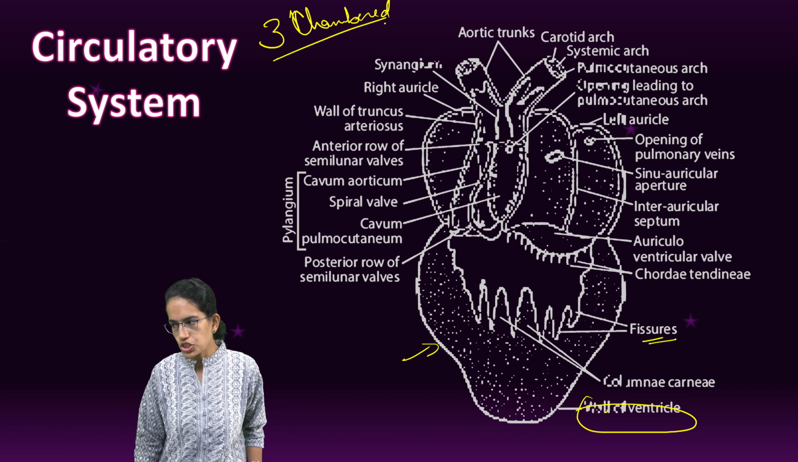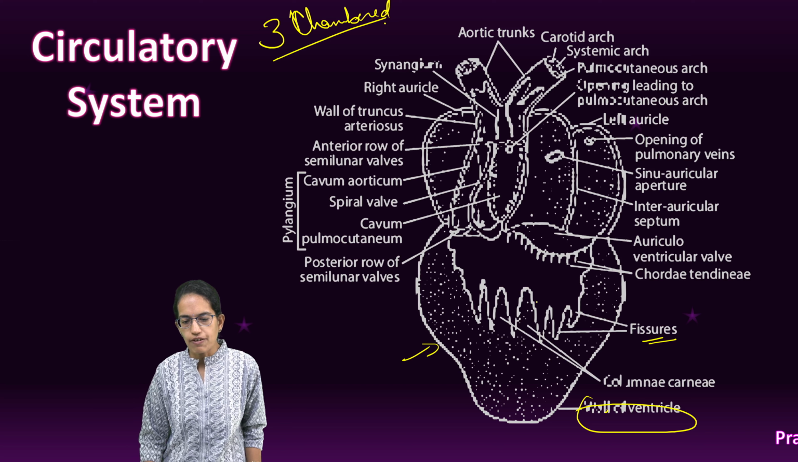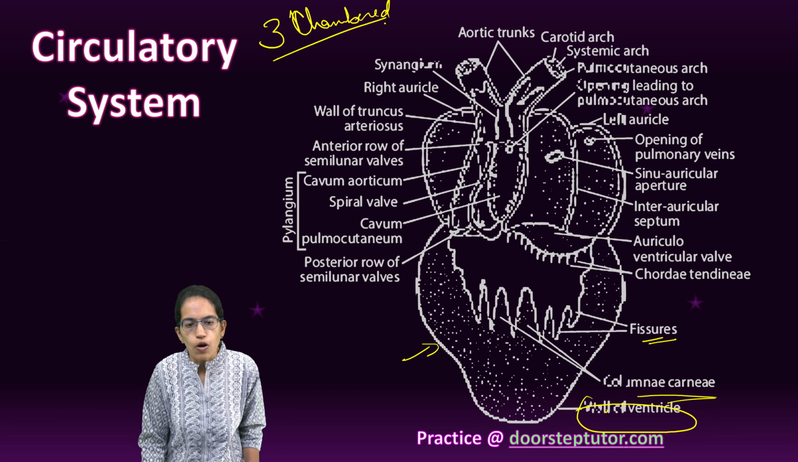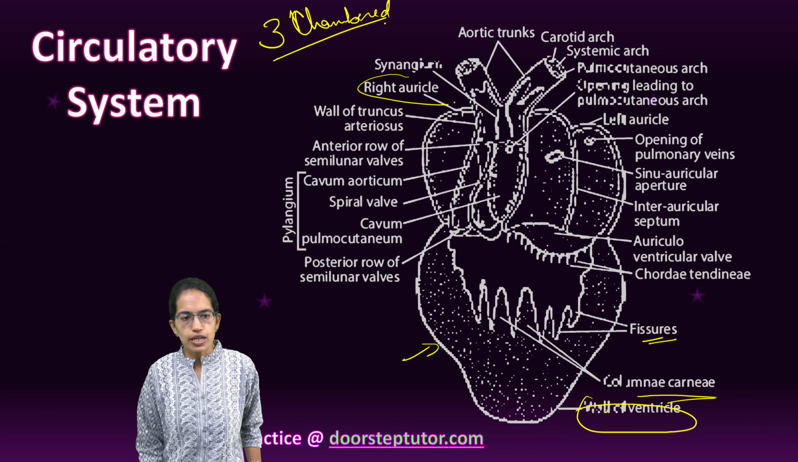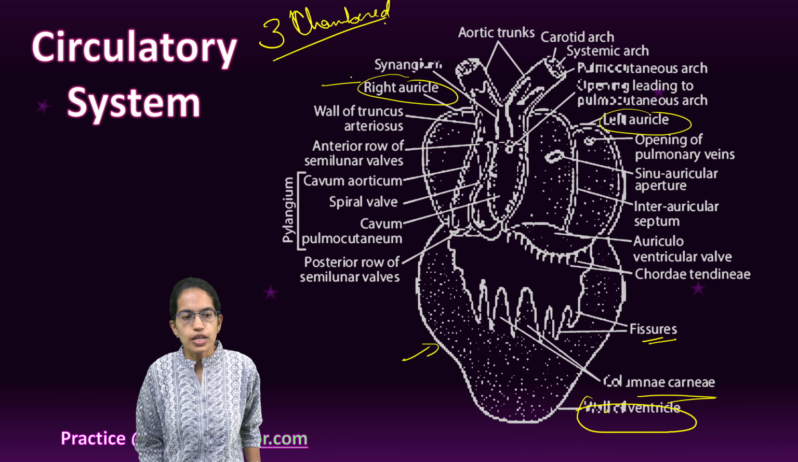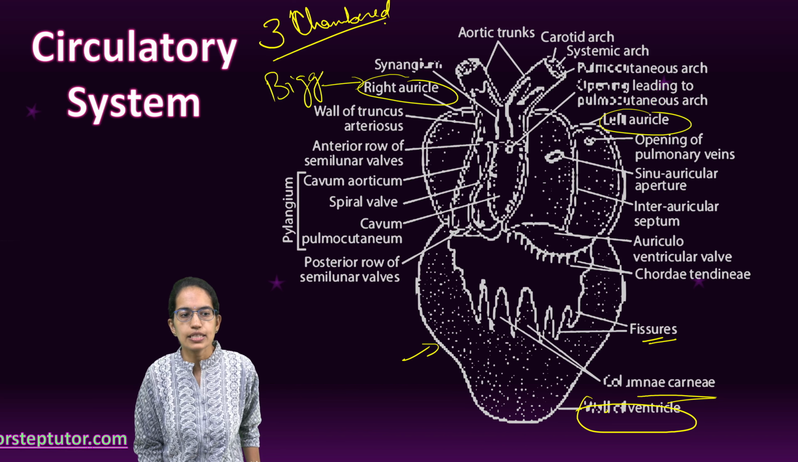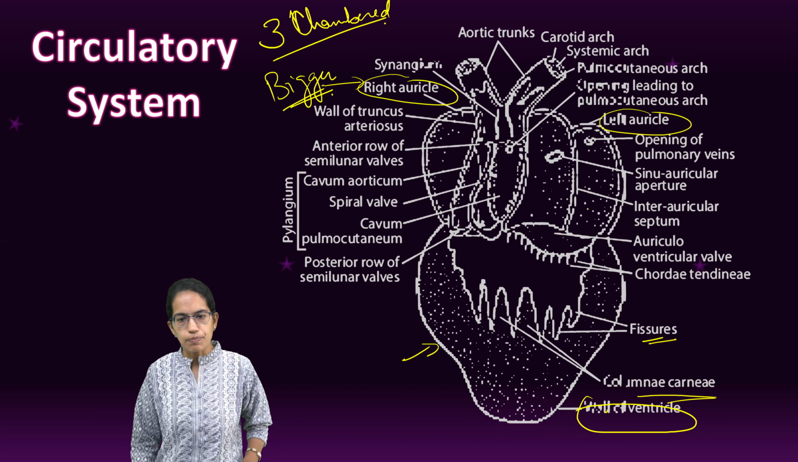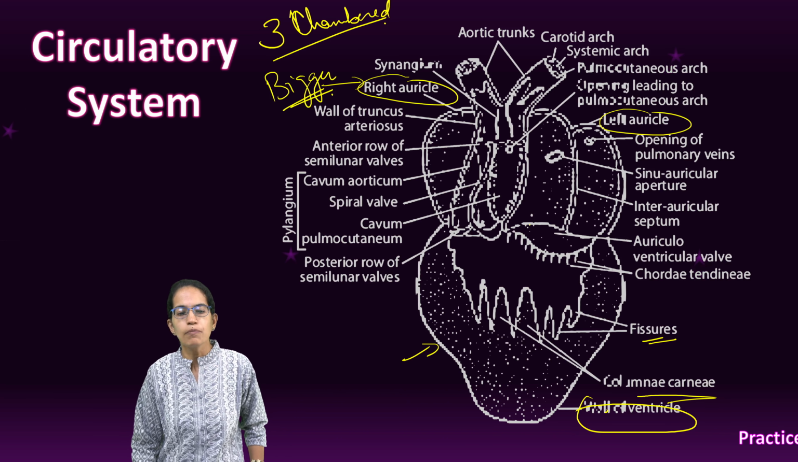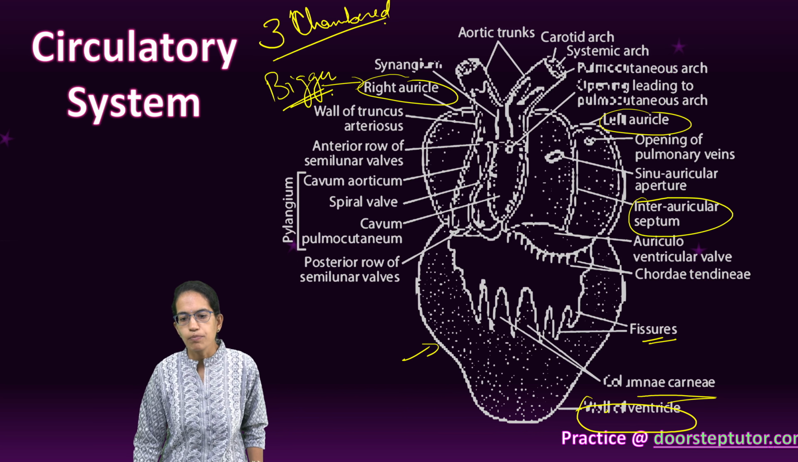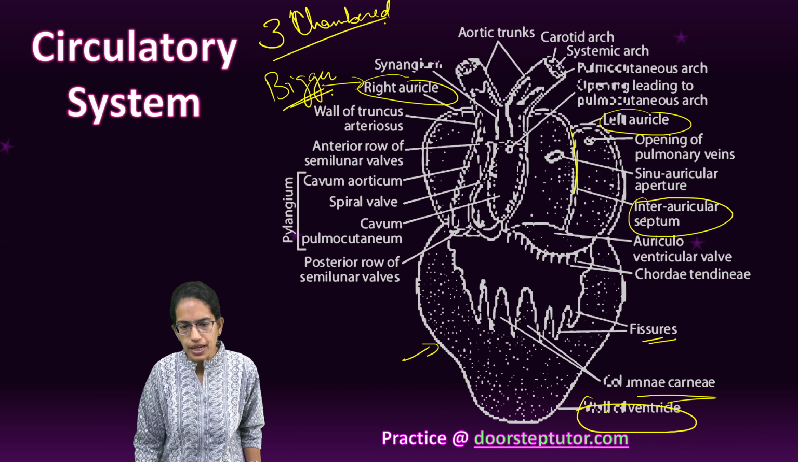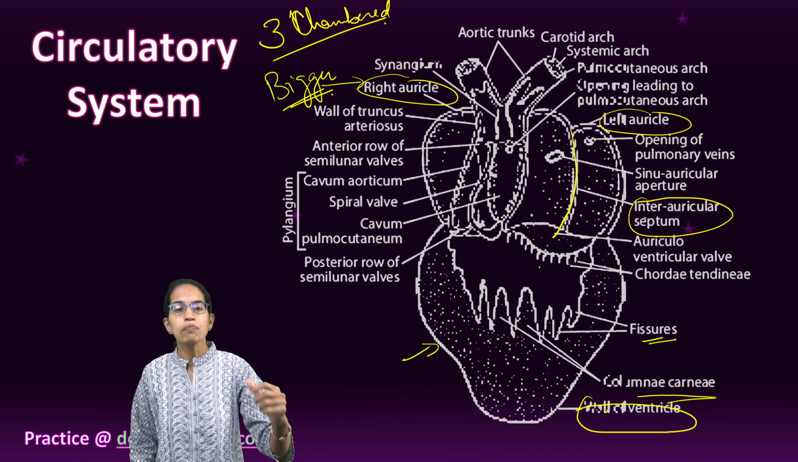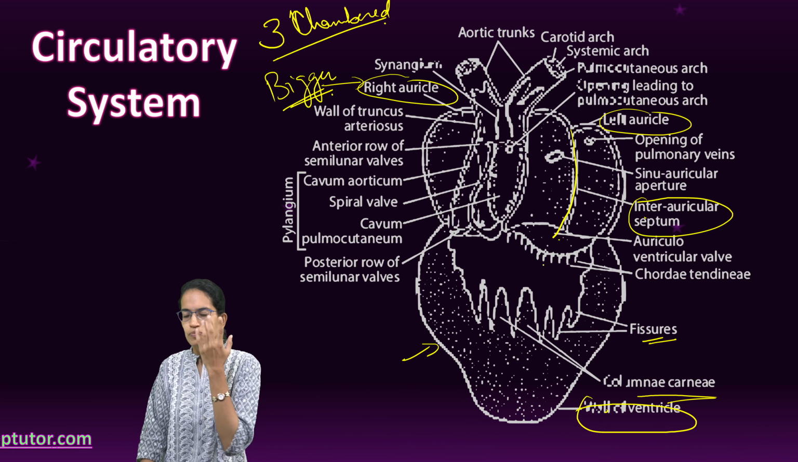There are various fissures which are present, and these fissures have irregular ridges which are also known as columnae carneae. The auricles are two. There is a right auricle and a left auricle. Right auricle is relatively bigger in size as compared to the left auricle, and the two auricles are separated from each other through the inter-auricular septum. So the inter-auricular septum separates the left and the right auricle. As mentioned, right auricle is bigger. You have the aortic trunk which is present.